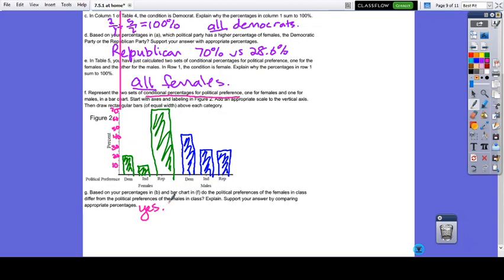Okay, there's lots of ways that you can talk about this. I'm just going to talk through these. I'm not going to write them down. Some examples of what you could write, and feel free to go back and listen to this again. You could say more males are Democratic than females.